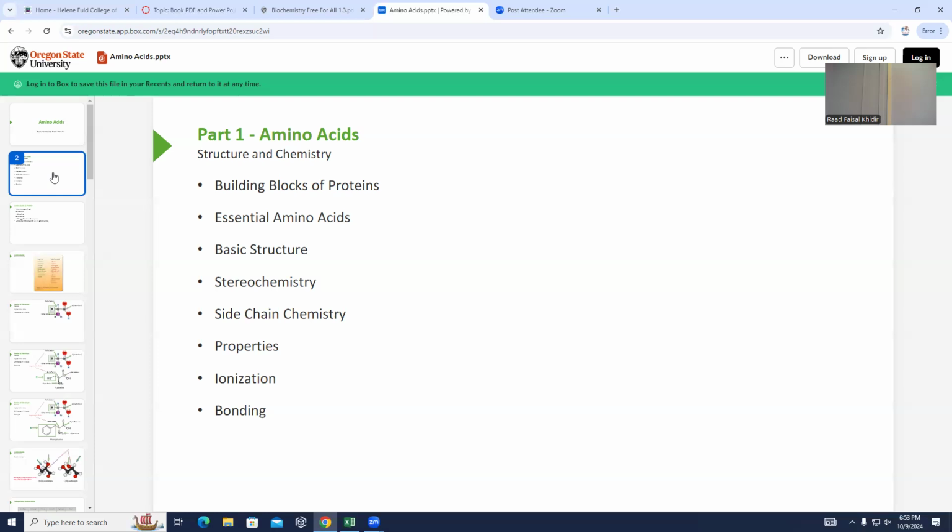So if you want to tell if the bond is covalent or not, is there a charge? There is no charge, so they're sharing. So now this is a covalent bond. If it's sharing, that's a covalent bond.